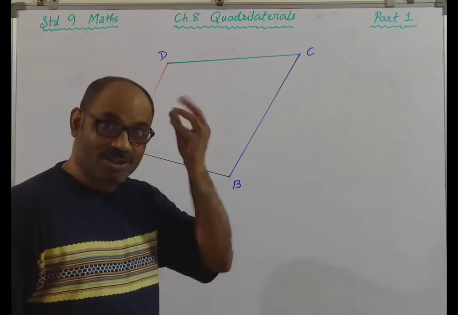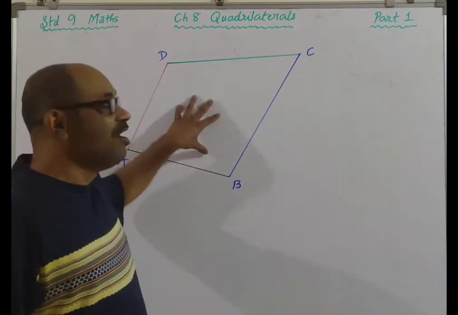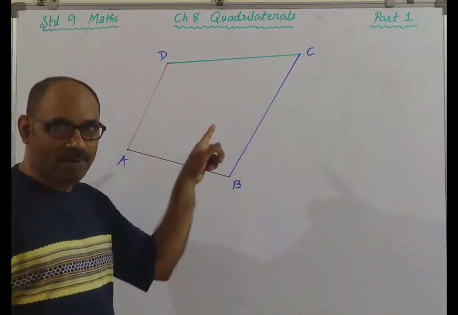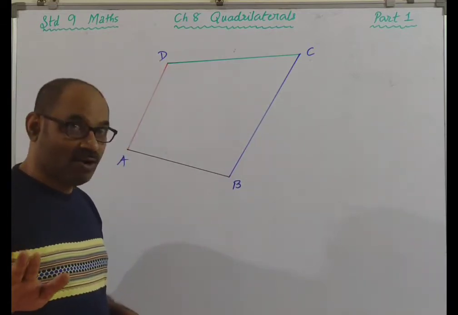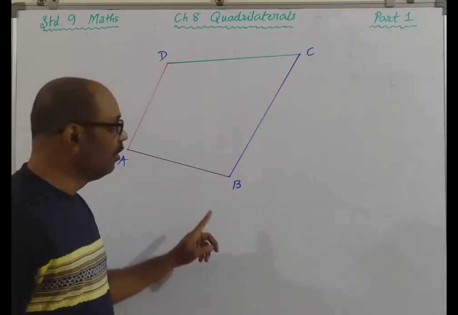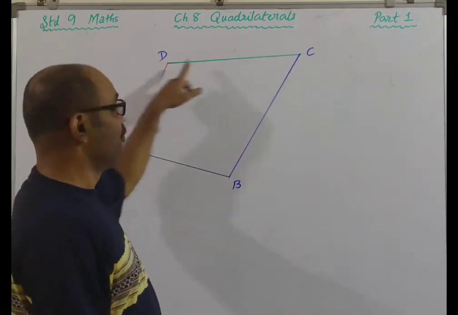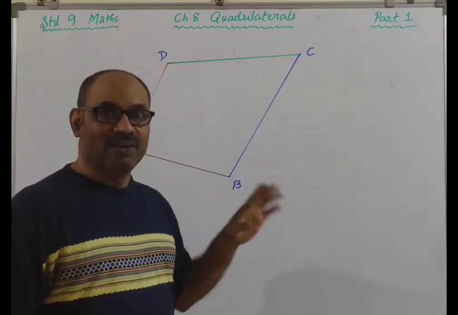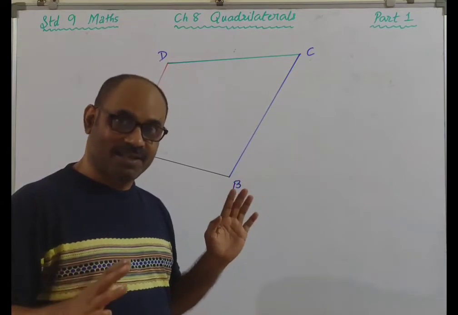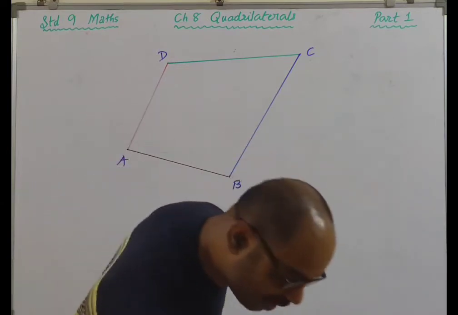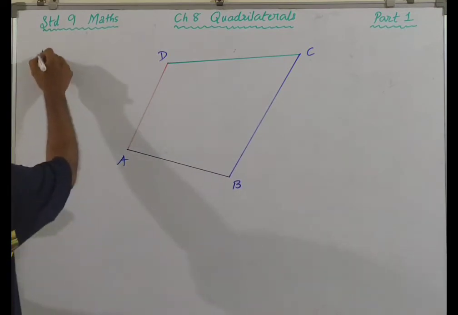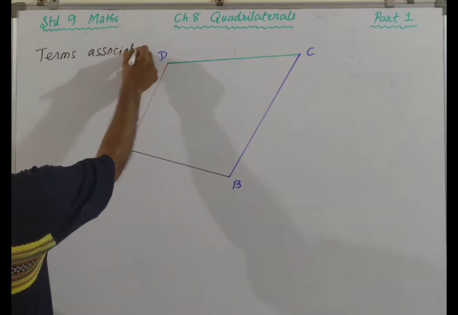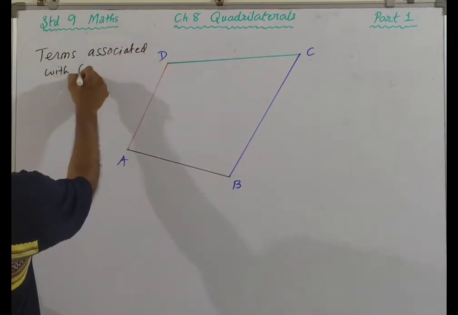Anyway, yes, using logic is very important. So here is quadrilateral ABCD. You can see 4 non-collinear points, out of which no 3 are collinear. Now line segment AB union line segment BC union line segment CD union line segment AD gives you quadrilateral ABCD. All right, now we are going to learn about the terms associated with quadrilateral.